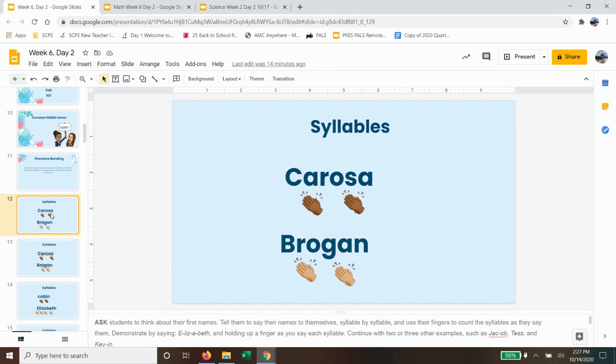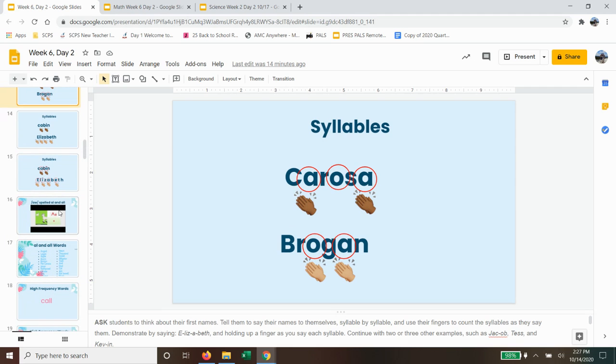And then we talked about syllables in names and in words. So, for example, Karosa has 3 syllables. Each syllable has a vowel in it. Car has an A in it, O has an O in it, and sa has an A in it. Just like that. So car, O, sa. Car has an A, O has an O, and sa has an A.